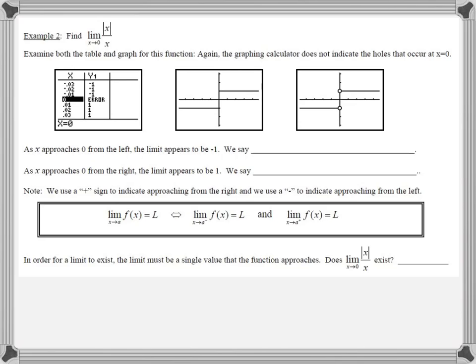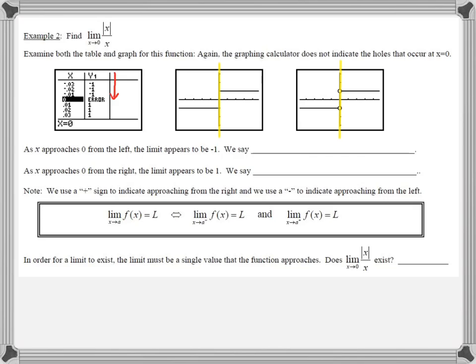So if we look at example 2, it says find the limit as x goes to 0 of absolute value of x over x. There's two sides to it. There's coming from the left side and coming from the right side. So if we look at 0 on this graph, as x approaches 0 from the left, the limit appears to be -1. So if you look, 0 from the left, it appears to be -1.